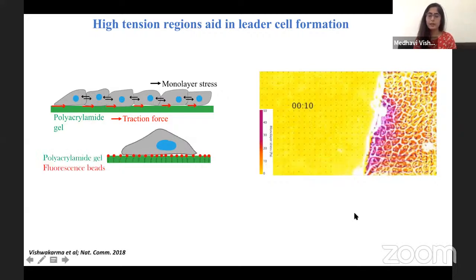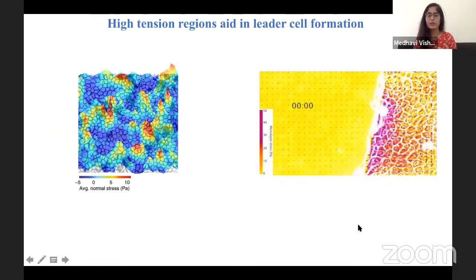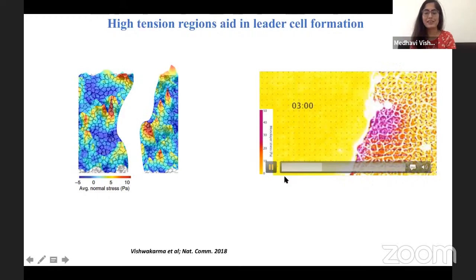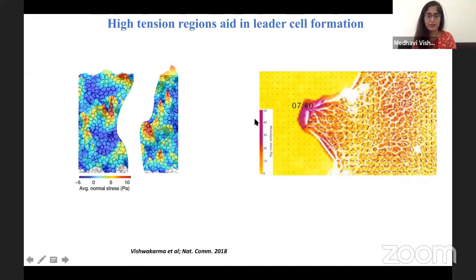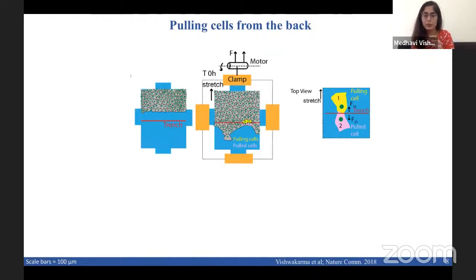So then what we did is a mechanical pulling experiment, because we wanted to see this. You can see that the regions of high stress are forming the leader cells. But what we hypothesized, as I was just saying, is that there's a mechanical pulling going on from the follower cells to the leader cells. So what we did is a mechanical pulling experiment. What we tried to do is pull the cells from the back and see if they actually protrude in the front.